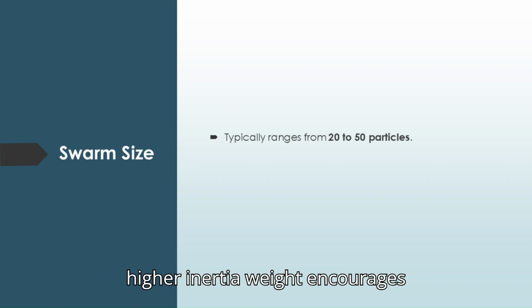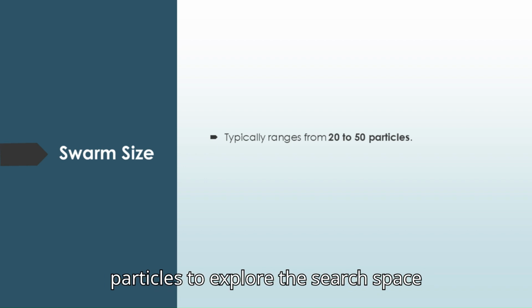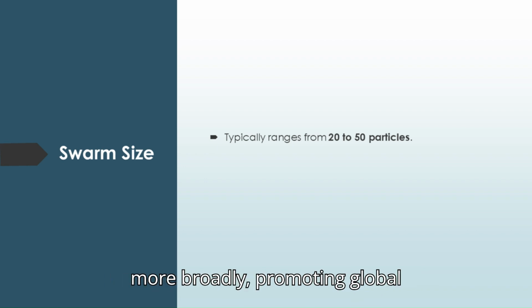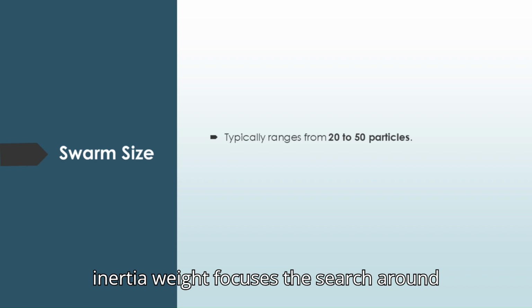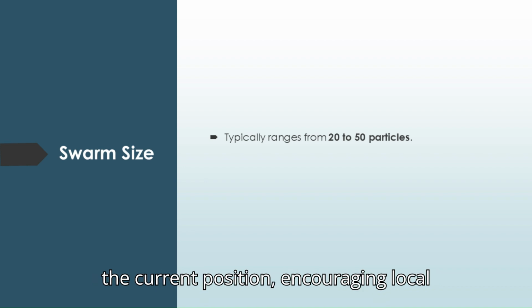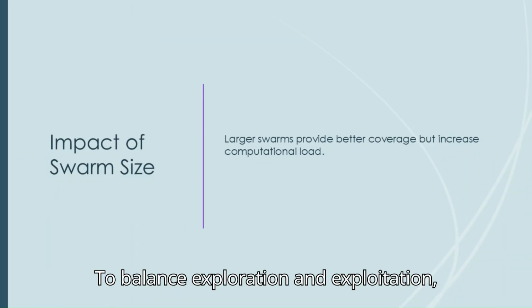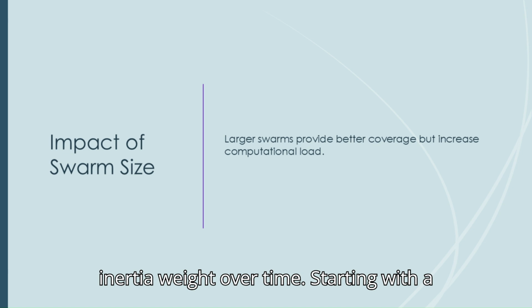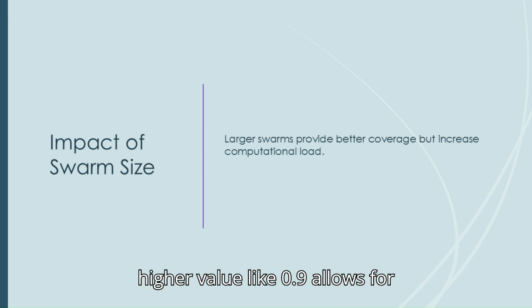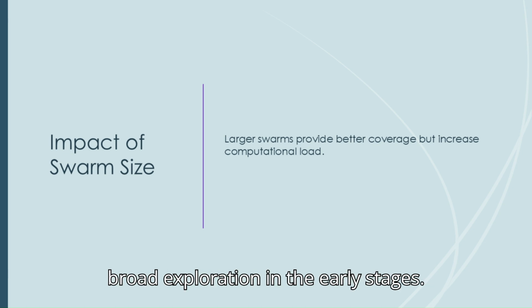A higher inertia weight encourages particles to explore the search space more broadly, promoting global exploration. Conversely, a lower inertia weight focuses the search around the current position, encouraging local exploitation. To balance exploration and exploitation, it's common practice to decrease the inertia weight over time. Starting with a higher value like 0.9 allows for broad exploration in the early stages.